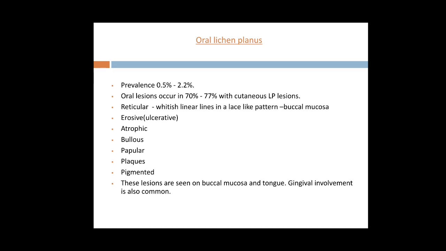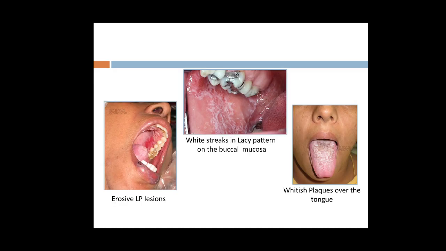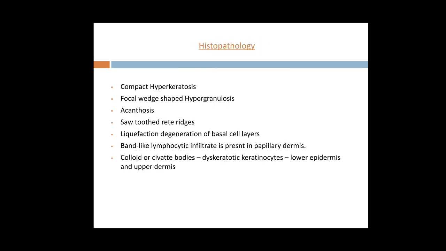Oral lichen planus has a prevalence of 0.2 to 2%. Oral lesions occur in 70 to 77% of the cutaneous LP lesions. The types of lesions in oral lichen planus are reticular, erosive, atrophic, bullous, papular, plaque, and pigmented. You can see a white streak of lacy pattern in the buccal mucosa, along with the erosive type of LP and white plaques over the tongue.